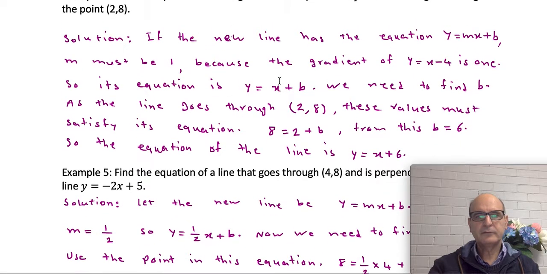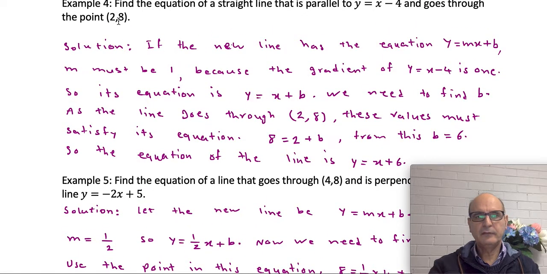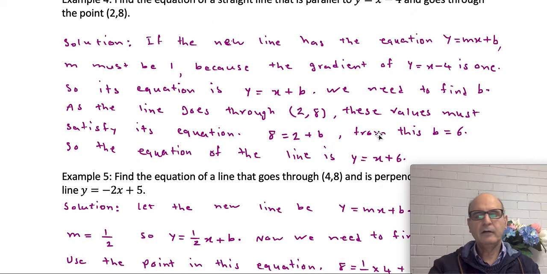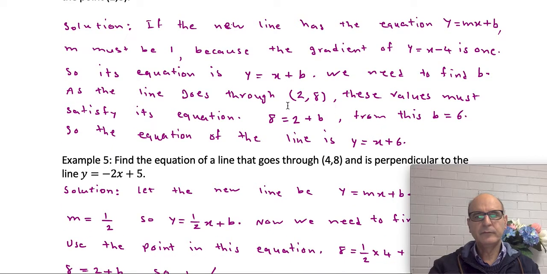That's what we do. We replace y with 8, so that y becomes 8. So 8 then equals x, which here is 2, plus b. From here we work out the value of b, which is 6. Now our equation is complete. So y was equal to x plus b, and b is 6. So it becomes y equals x plus 6.